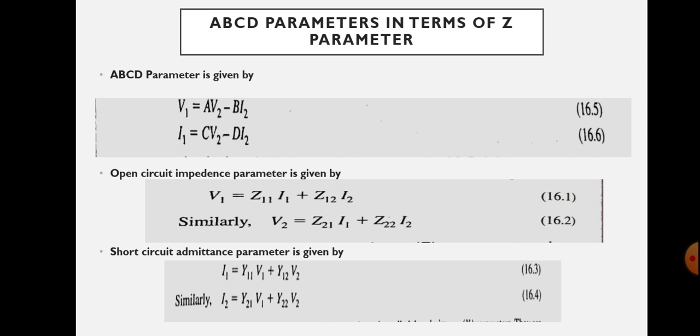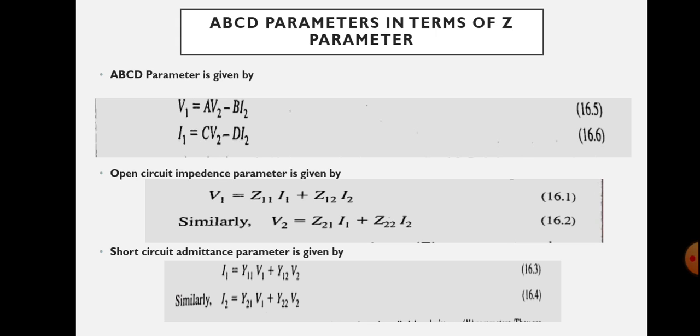Let us see. All these parameter representations or interrelationships are obtained from the equations such as the open circuit impedance parameter equation, open circuit admittance parameter equation, or ABCD or transmission parameters. So we have to write all these equations first. First of all, let us see what is ABCD parameter. Let us see first the open circuit impedance parameter.